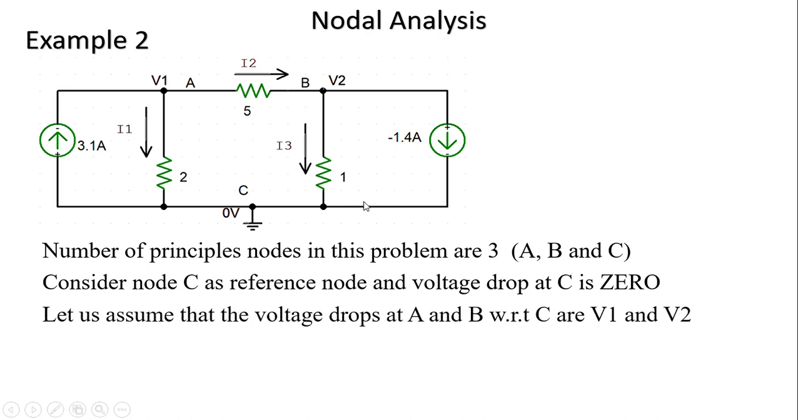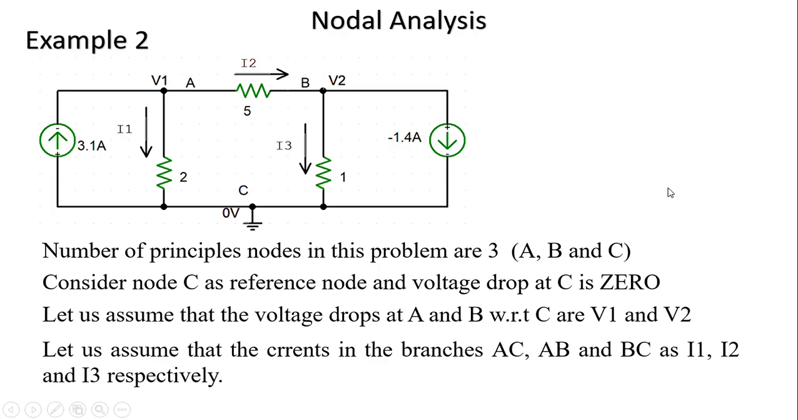Let us assume that the voltage drop at node A is V1 and at node B is V2 with respect to this reference node. And also assume that the currents in the branches AC, AB, BC are I1, I2 and I3. I have considered the direction of current I1 like this. It's not compulsory that you always consider it going towards the reference node. You remember one point.